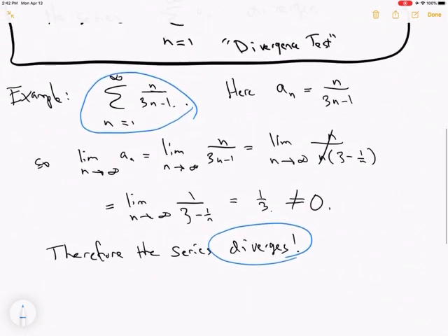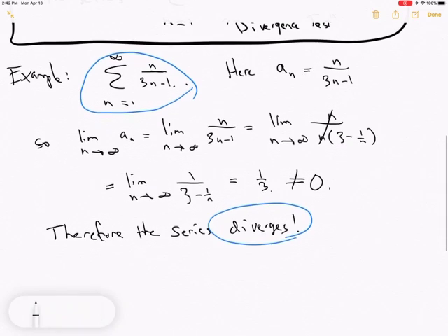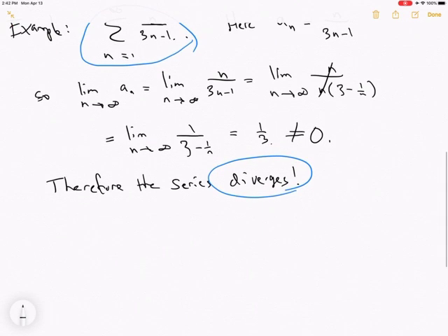So if you have a series, the first thing you want to do is calculate the limit of the terms as you go out to infinity. If the limit is not 0, then it will automatically diverge. So then there's nothing more you can do. Let's do another example.